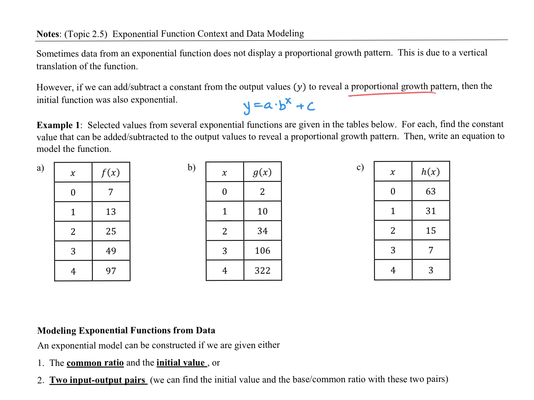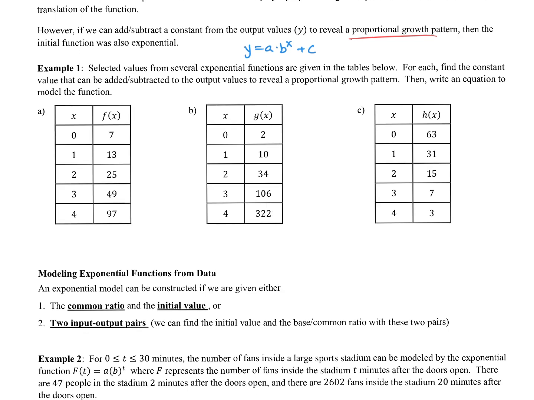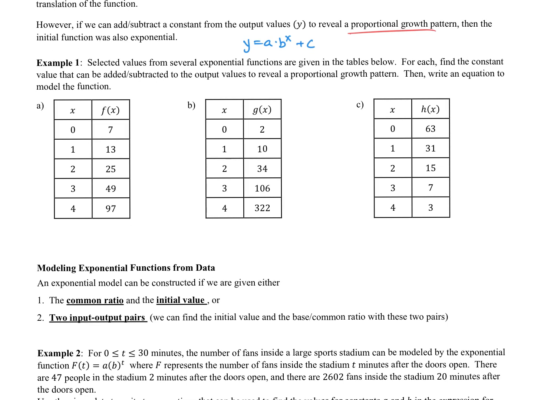Example 1. Selected values from several exponential functions are given in the table below. For each, find the constant value that can be added or subtracted to the output values to reveal a proportional growth pattern. Then write an equation to model the function. All right, so let's look at our input values of 0, 1, 2, 3, 4. These are all the same inputs, so we don't need to worry about them.